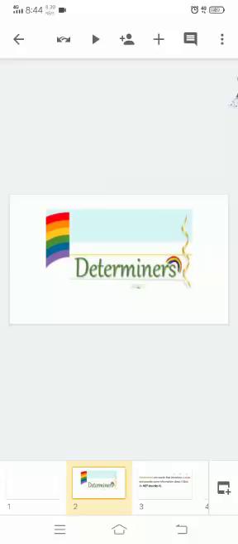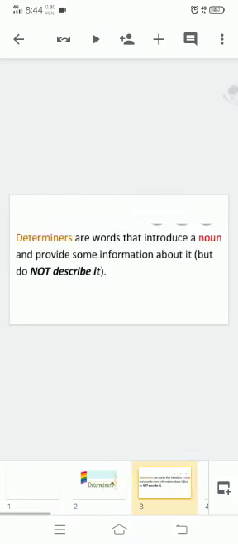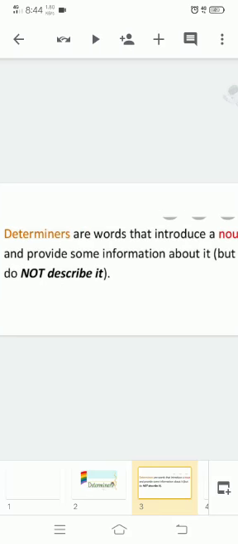Okay, so let's get started with today's topic, which is about determiners. If we go through the definition, determiners are words that introduce a noun, meaning words that are used before a noun, or we can say a noun phrase, and provide some information about it, like whether it is specific or general.